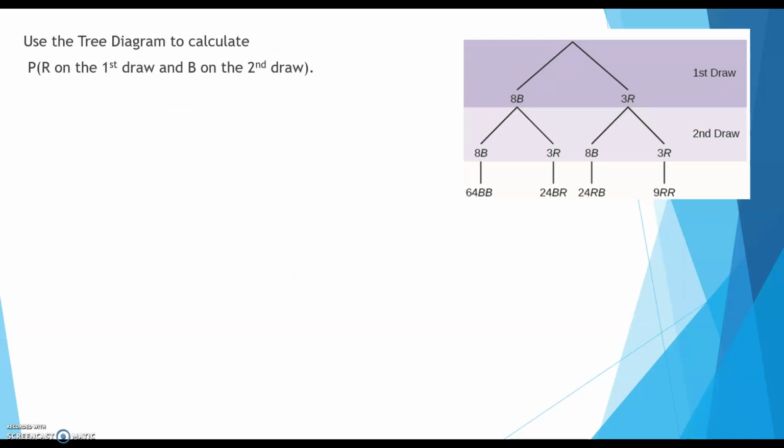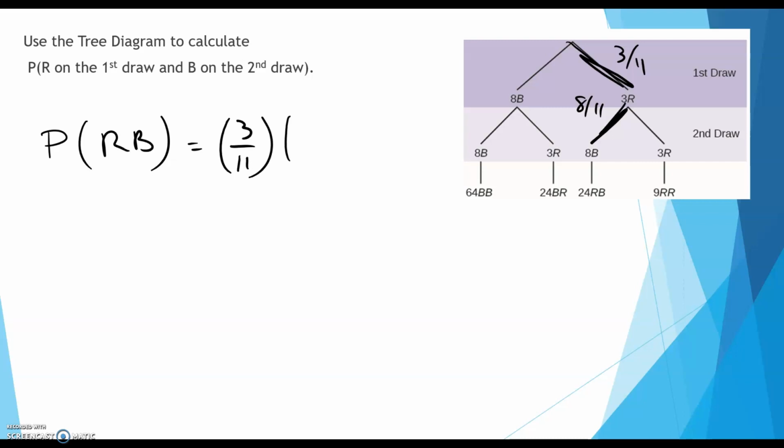It says probability of a red on the first draw and a blue on the second draw. That's the exact same thing as writing a red and then a blue. This is what you're assuming. You pull a red out on the first draw and a blue out on the second draw. So a red and then a blue. Well, if we label this 3 over 11, 8 over 11, we'd have 3 over 11 times 8 over 11, 24 over 121 would be our final answer.